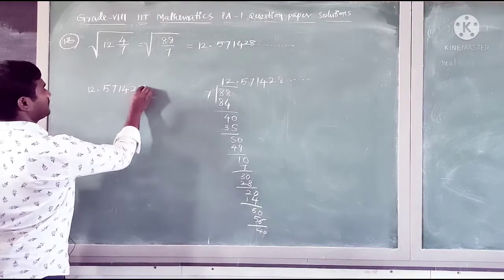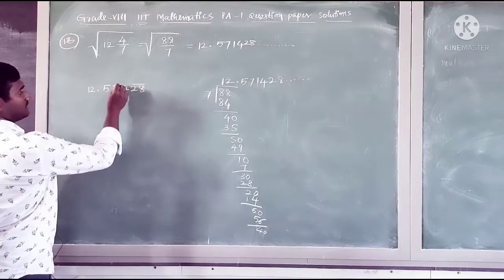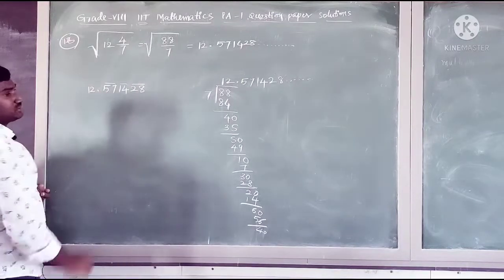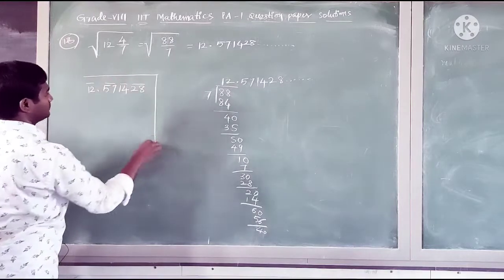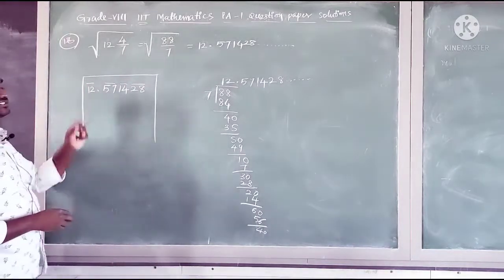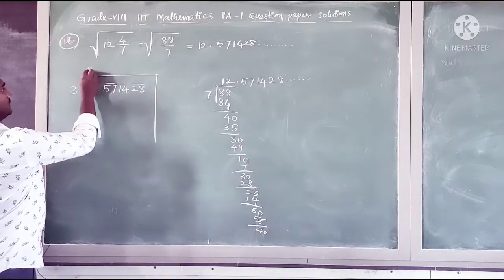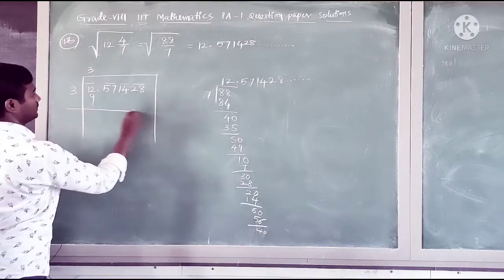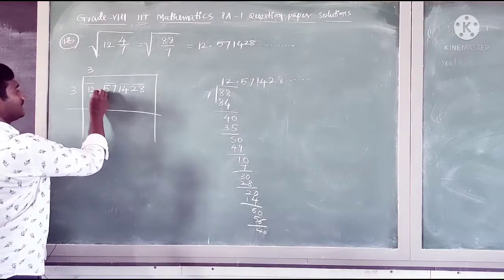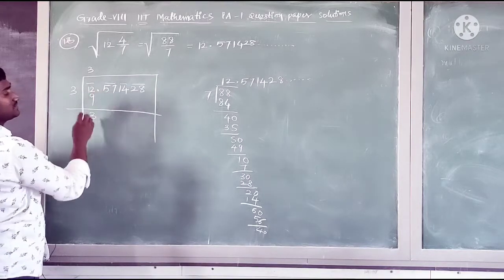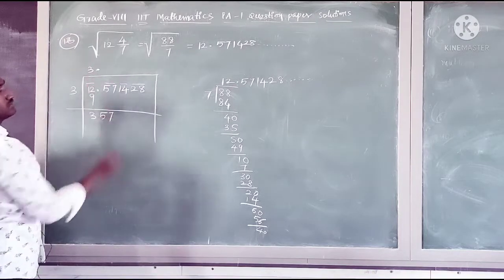12.571428. Make bars from right to left. These two have one bar, these two have one bar, these two have one bar. Next, draw down. What is the nearest square to 12? 9. So 3 3s are 9. 12 minus 9, 3. And we draw down the numbers after the decimal point. We keep the decimal point in the quotient.